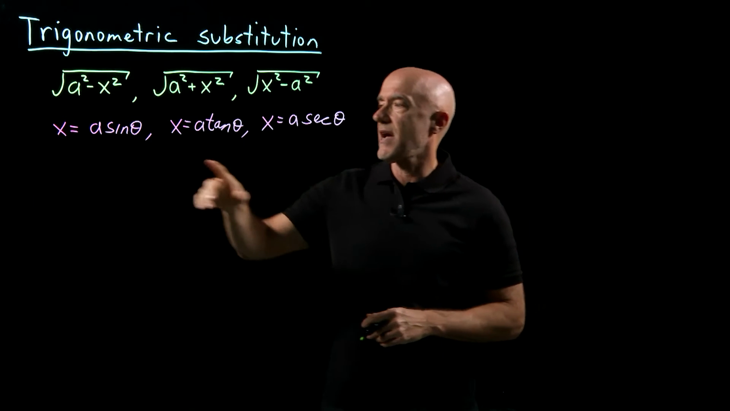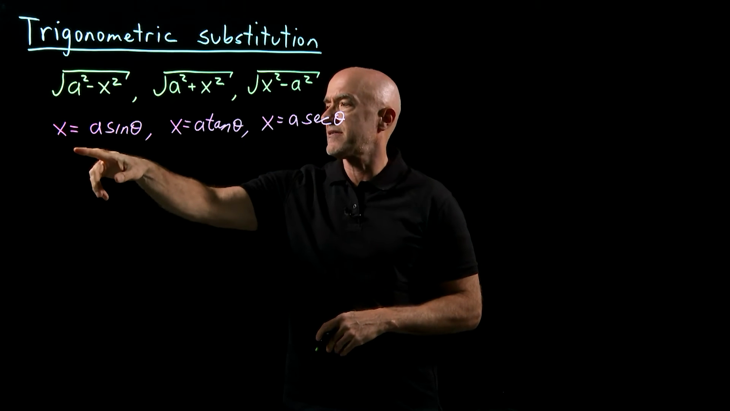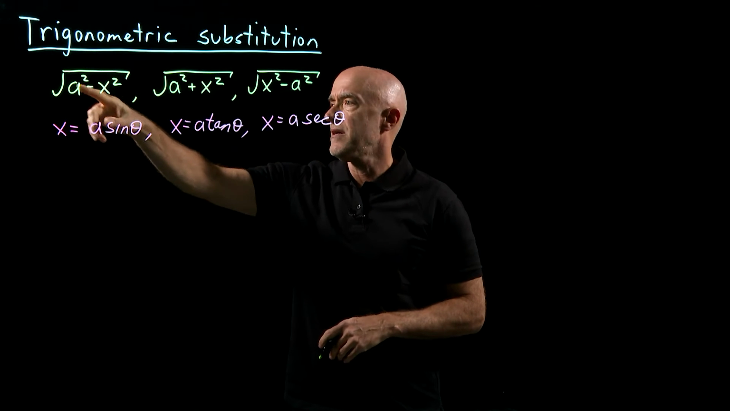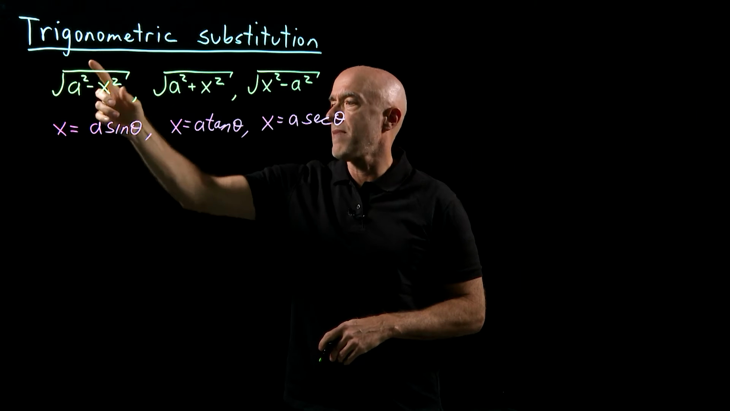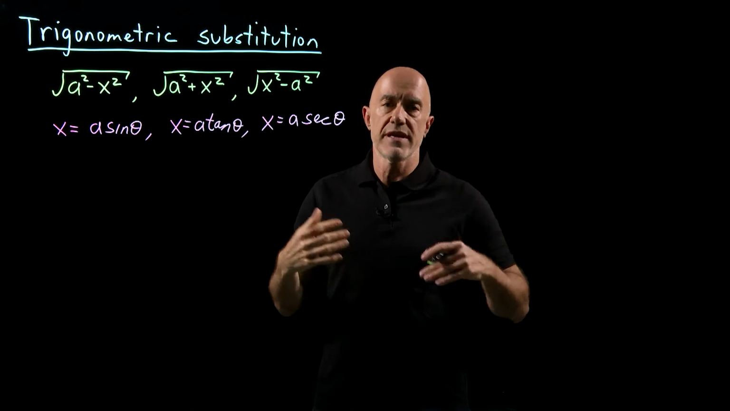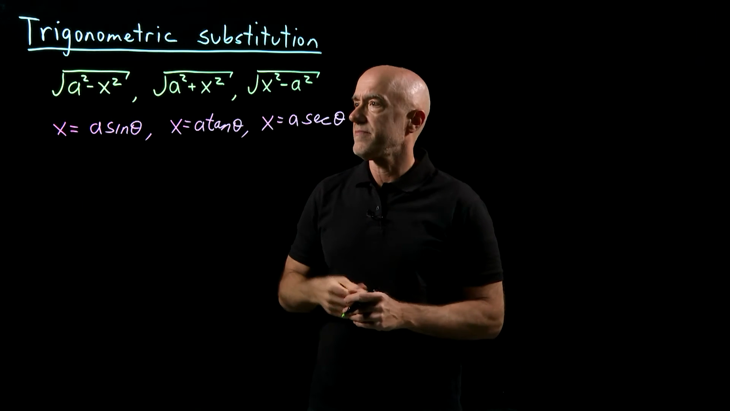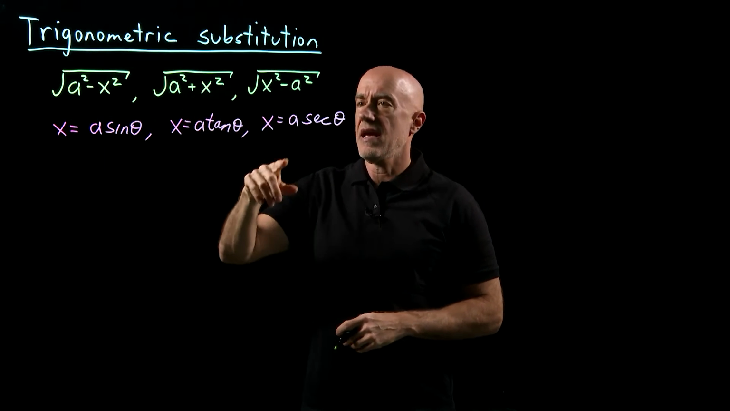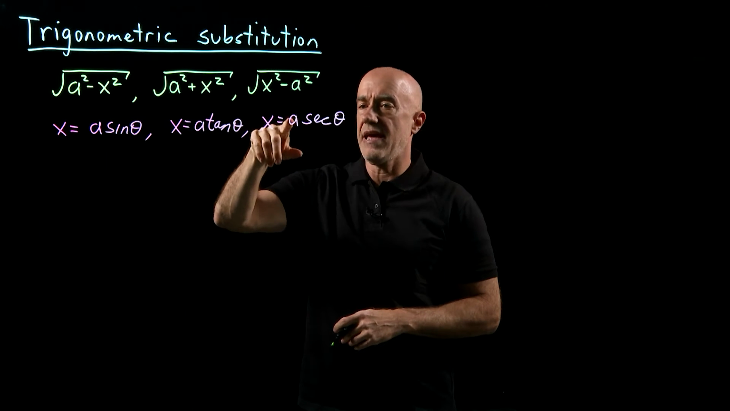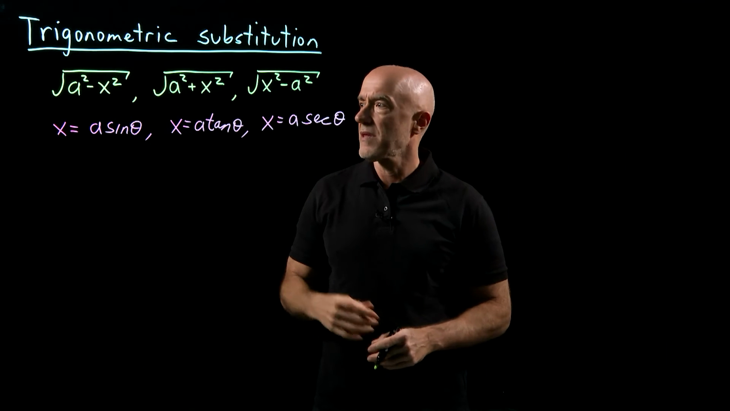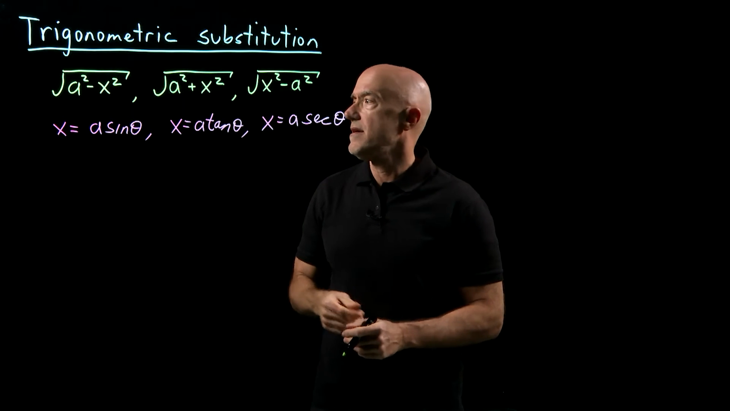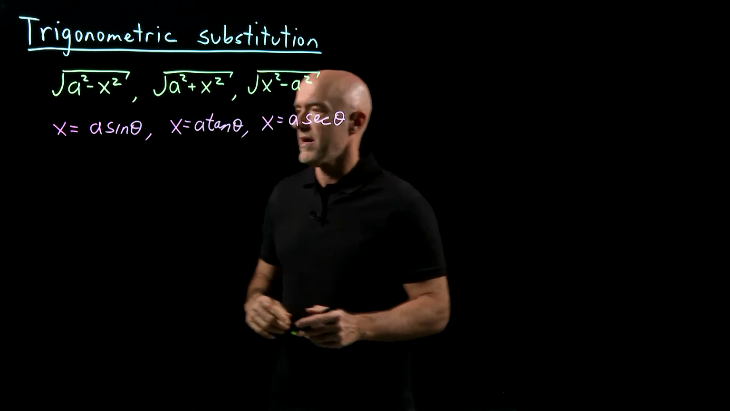So now we assign directly the value of x. So here we would take x equals a sine theta. Then we have the square root of a squared times 1 minus sine squared theta, which we can convert. Here we would take x equals a tangent theta, and here we would take x equals a secant theta. These types of integrations can get very complicated, but let's look at a simple one.